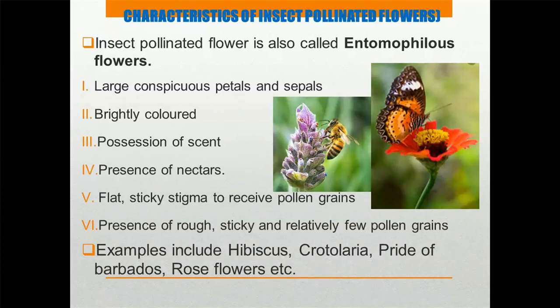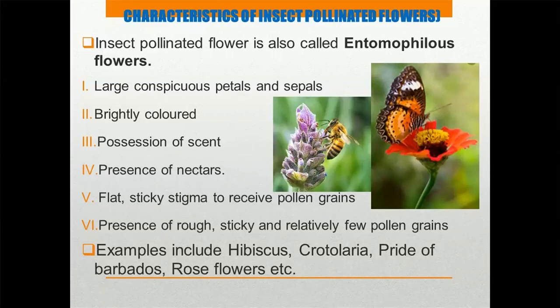Now, what are their characteristics? Number 1 is that they have large conspicuous petals and sepals. Their petals, that is the bright part of the flower, which can be color red, yellow, purple, and the rest, are usually very large and very obviously seen, so that it can attract insects to them. Number 2 is that they are brightly colored. Yes, such flowers are very beautiful. They are brightly colored, of course, to attract the insects to themselves or other pollinators.